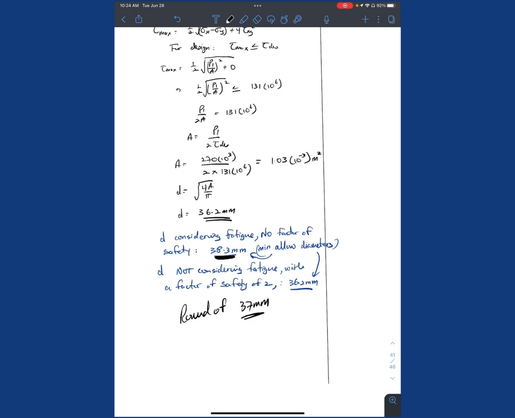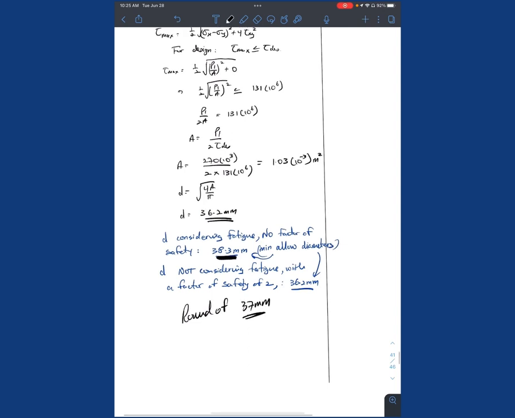So if we use the static loading case or static assumption and we use a factor of safety of 2, it will eventually fail before a million cycles. And that is poor design. So this is why we need to consider fatigue.